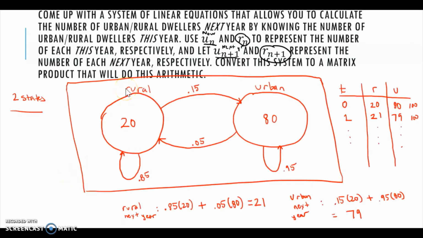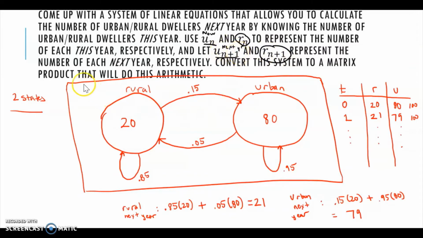Now, we need to come up with a system of linear equations that will allow us to calculate the number of urban and rural dwellers next year by knowing the number of urban and rural dwellers this year. So we're going to have actually four variables here. There's going to be u sub n and r sub n, which will represent the number of urban dwellers now and the number of rural dwellers now. And we're going to let u sub n plus 1 and r sub n plus 1 indicate the number of urban and rural dwellers next year.